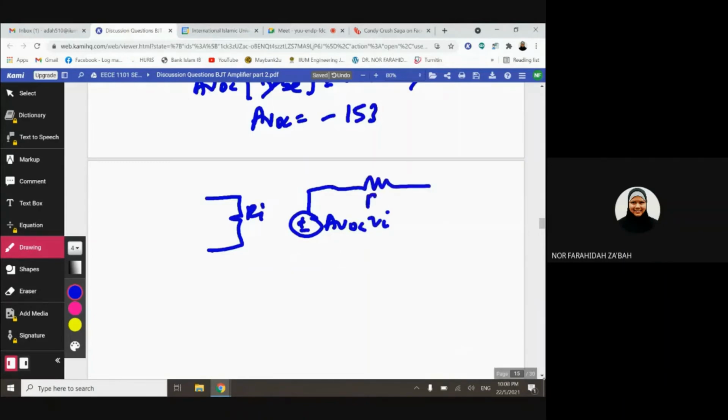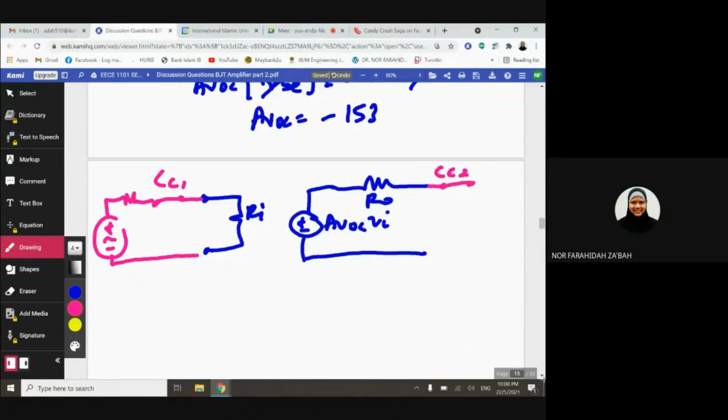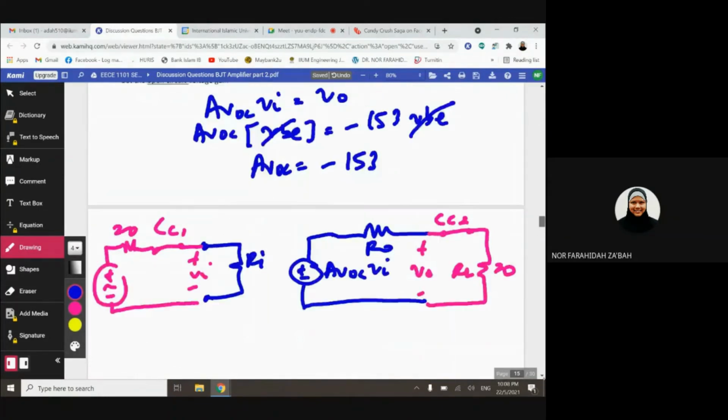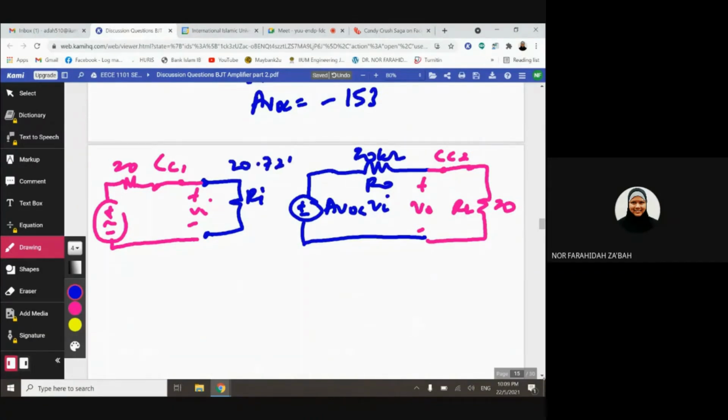So next we can connect the voltage amplifier block. Okay, RI, R out with the input signal. Again you have the CC1 and this time you have a resistor and this is my input signal, and here you have the CC2 connected with your RL. So both sides you are going to do the voltage divider. So this is 20, and your R out is also 20. And your RI we already got, and RI is 20.72 kilo ohm.